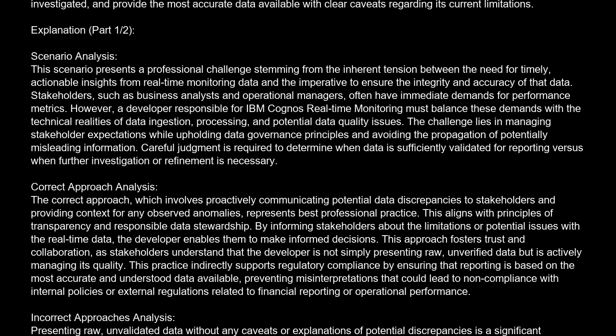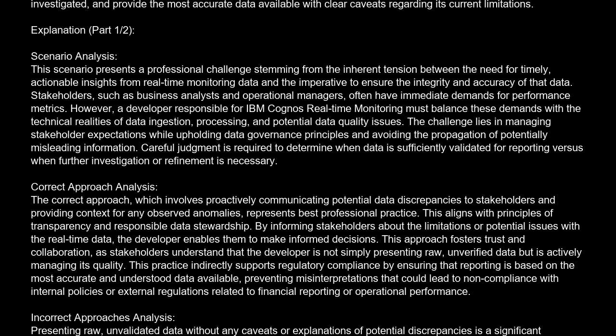This practice indirectly supports regulatory compliance by ensuring that reporting is based on the most accurate and understood data available, preventing misinterpretations that could lead to non-compliance with internal policies or external regulations related to financial reporting or operational performance.